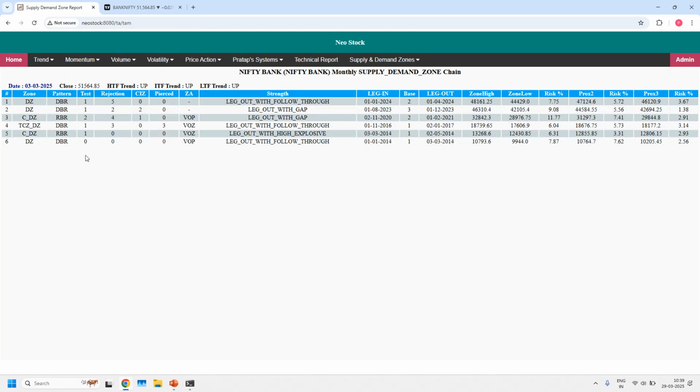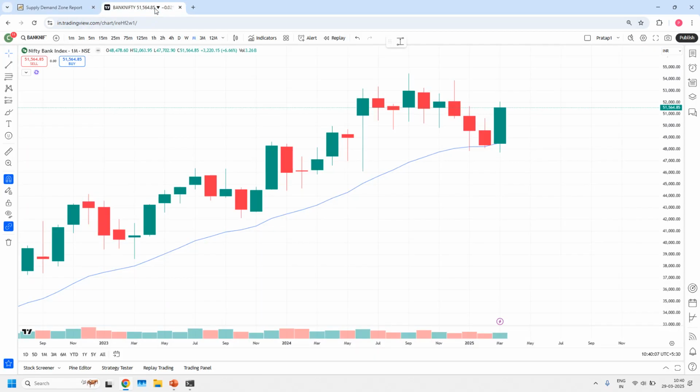In the previous video I explained all these columns and how to understand them. Please learn those concepts from the previous lesson, the Nifty supply demand zone chain report. Now I will go directly to these zones. For the first immediately available monthly zone, look at the leg-in timestamp. This is January 2024, after the 2 base candles, and then after that you have a leg out candle.